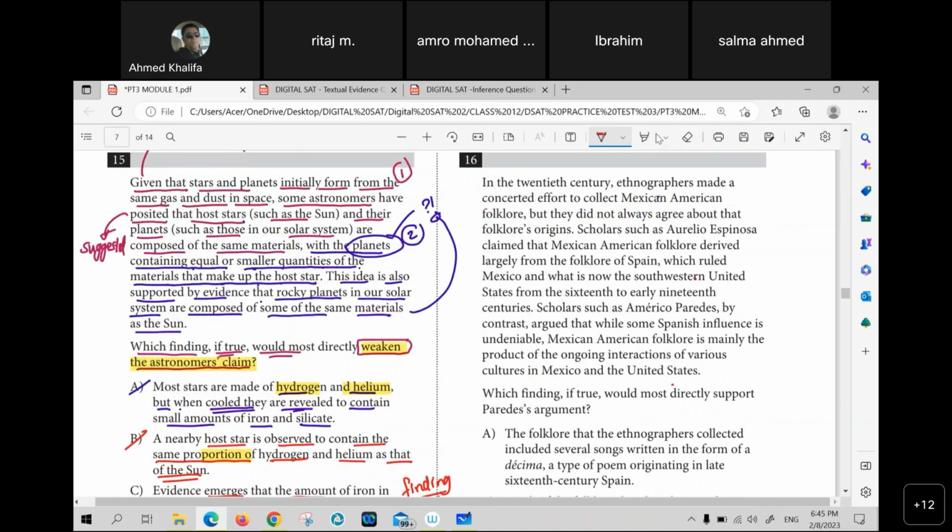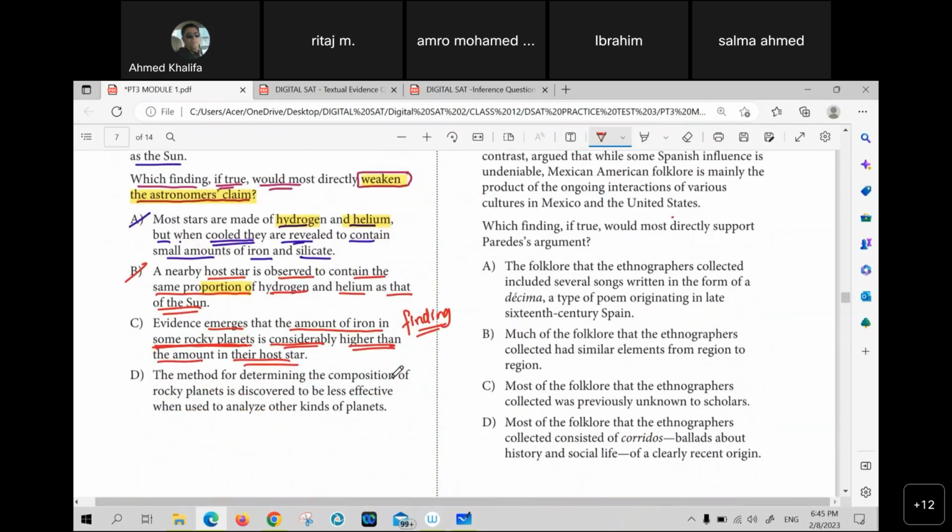When he said here, no, not support. Remember, he said here the host star, remember this one, guys, such as the sun and their planets, such as those in our solar system, are composed of the same material. With the planets, there is an extra equal thing or smaller quantities in the planets. Containing equal or smaller quantities. And here you are coming to tell me: evidence emerged that the amount of iron in some rocky planets is considerably higher than the amount of their host star, the sun.